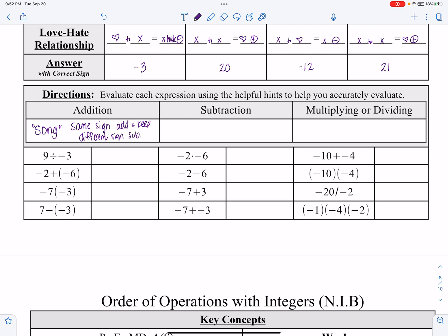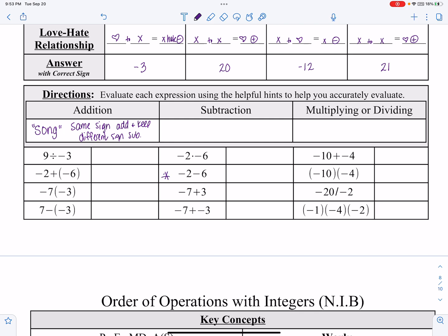We know subtraction can easily be switched back to an addition problem just by looking at the numbers that you see and understanding how to make that change, or you can also do your KFC. So let's just look at an example of that. For example, right here we have a -2 and a -6.